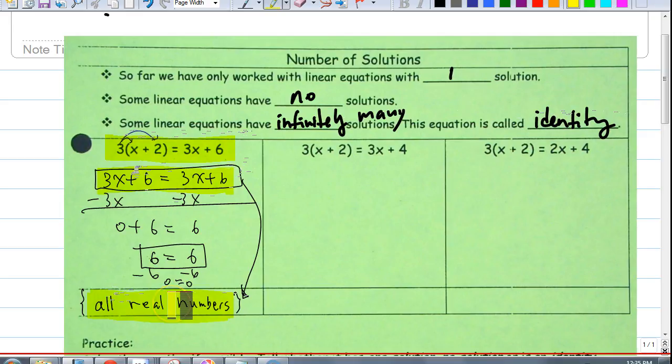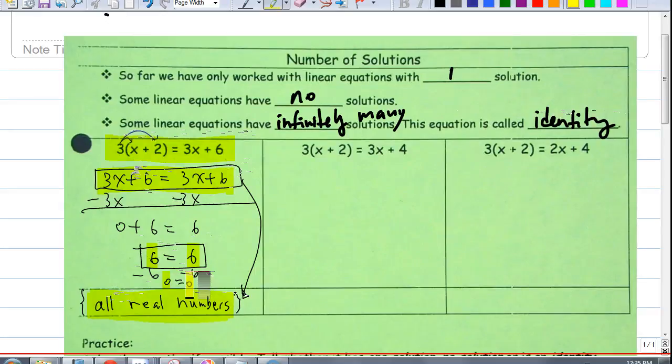When I ask for the solution for this, if you get the left side equals the right side, you see right here, you get 6 equals 6, or you could get 0 equals 0. Whenever you get that, your solution is all real numbers. That's what I want you to write down on your test or on your homework. Does that make sense? All right.